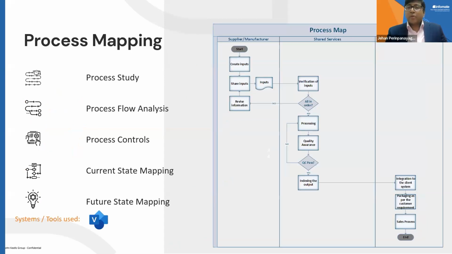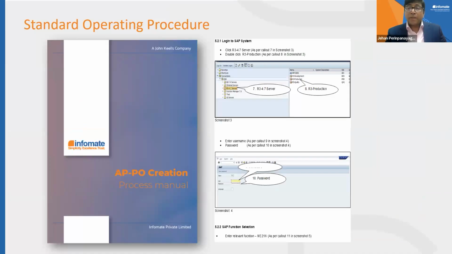So these are some of the process maps that we have in our own organization. We've documented every process with flow charts, and we've got SOPs where we go down to the level of screenshots and call outs. So every process is documented in detail. This becomes a great training tool when new people join the organization.